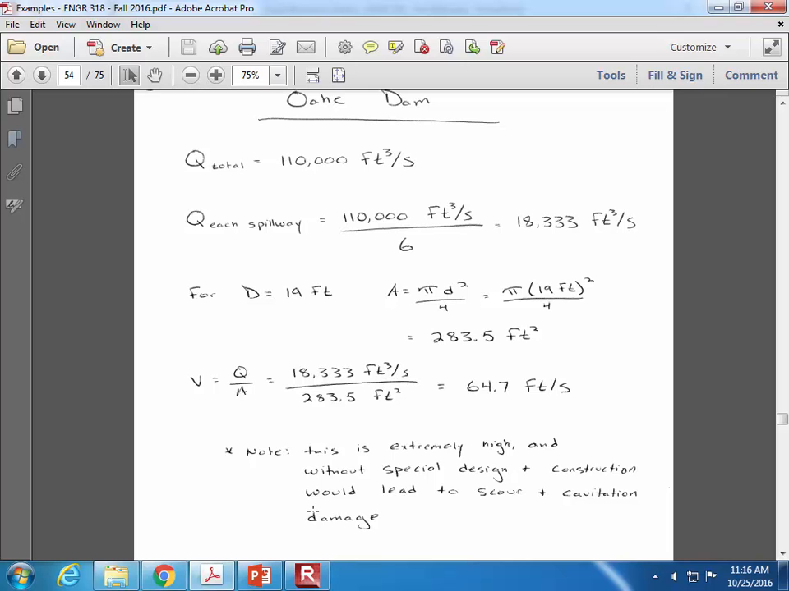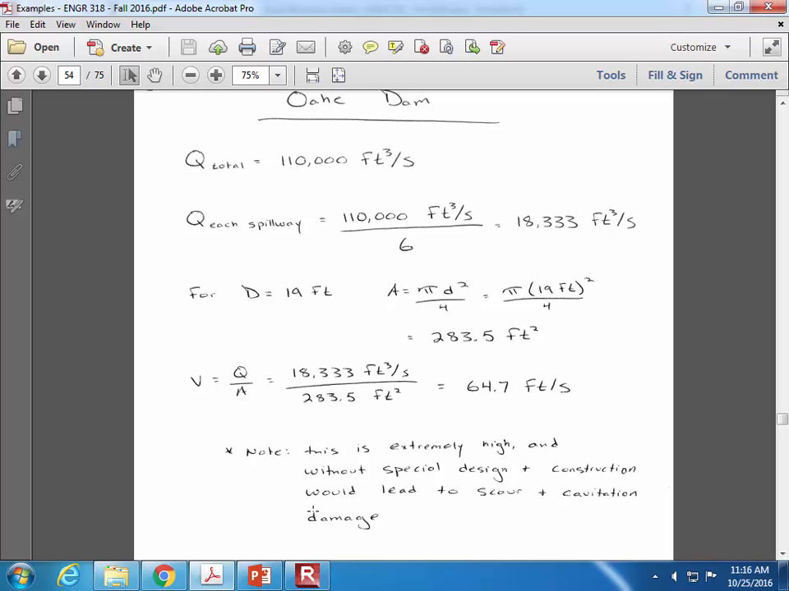So if the total flow rate is 110 CFS, then we have to find out how much of the flow is going through each one of those spillway pipes. The diagram I put on the board shows 110,000 going into the spillway distributor, and then that flow is split between 6 different pipes. We can reasonably assume it's intended to evenly distribute the flow between all of them.